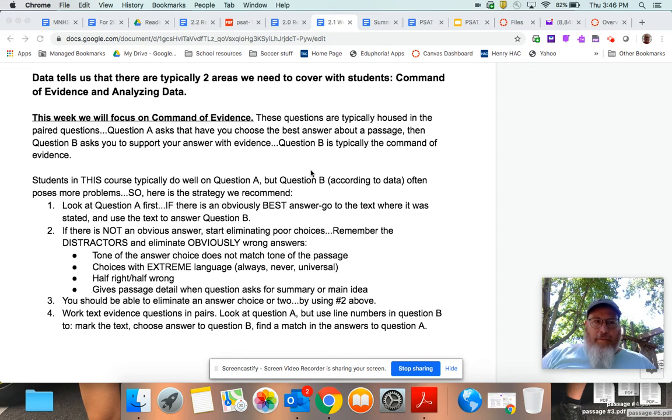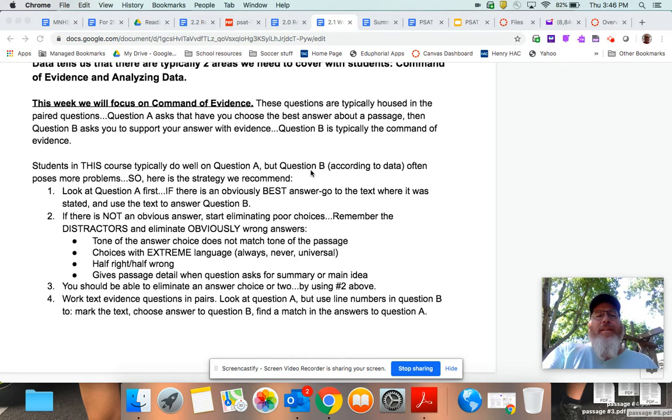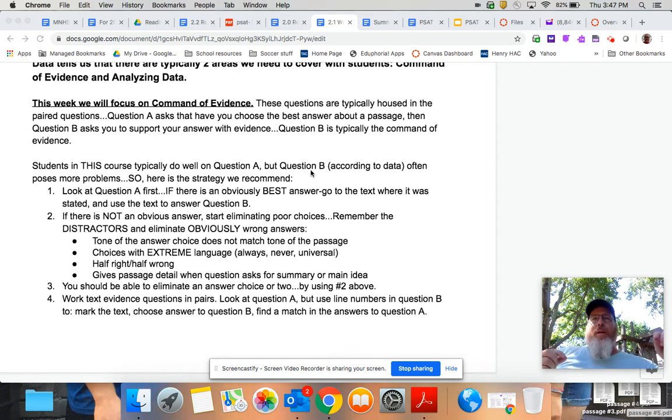All right. So our focus this week is going to be command of evidence. Command of evidence is really housed in two paired questions mostly, and you guys know what I'm talking about if you've seen these. There's question number one, and then question number two says, "What's the evidence to prove question number one?"